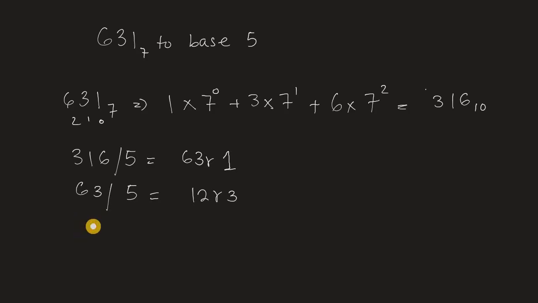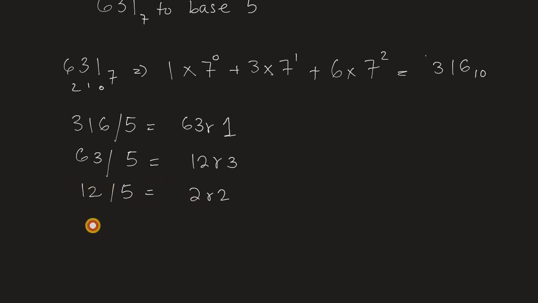Now again, we take this number we got, 12, and divide it by 5, so we're going to get 2 remainder 2, because 5 times 2 is 10 and the remainder is 2. Now we're going to take this 2 and divide it by 5, so now you will get 0 remainder 2. And once you hit 0, as I said, you're going to stop. So now you can stop.